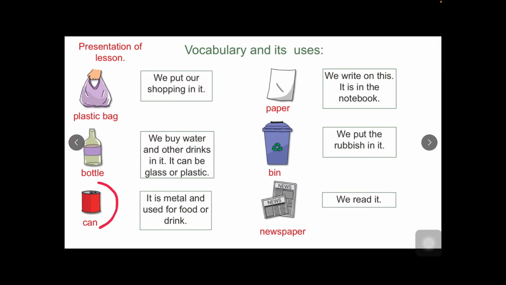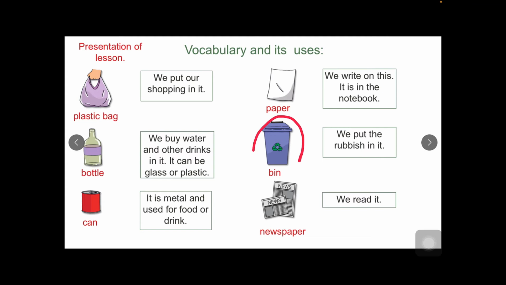All right, now the next one is can. Can, what is can for? Can, it is metal and used for food or drink. So you can buy food with can or drinks with can. All right. The next one is paper. Paper. What is paper for? Paper, we write on this. It is in the notebook. So you can write here. It is in your notebook, in your book. So those are made of paper.